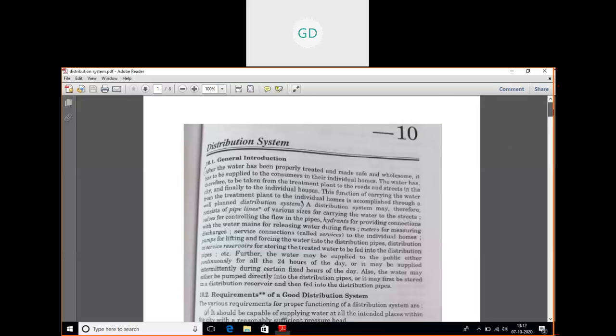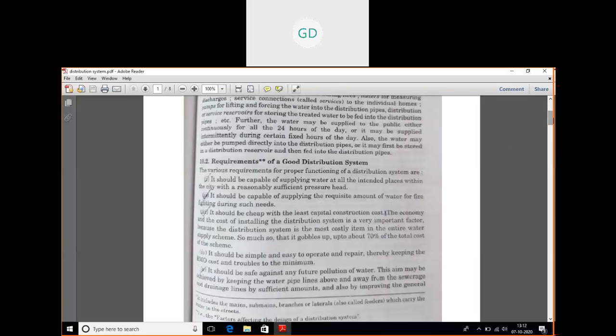Again, we have discussed the requirements of a good distribution system, like how a distribution system can be called a good one if it fulfills certain criteria. So what are those criteria? It should be capable of supplying water at all places within a low pressure head. And during emergencies, when fire breaks out, it should be capable of supplying the requisite amount of water.